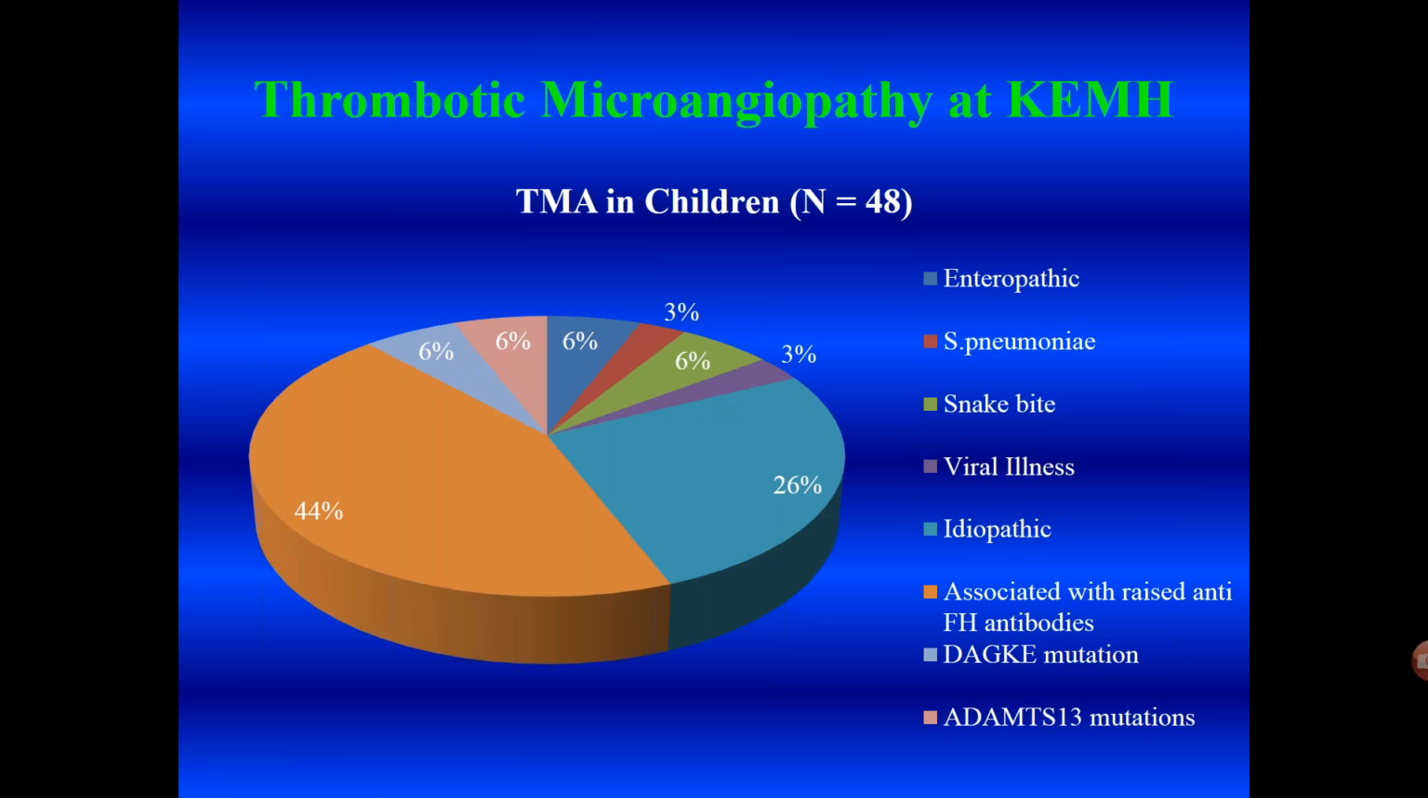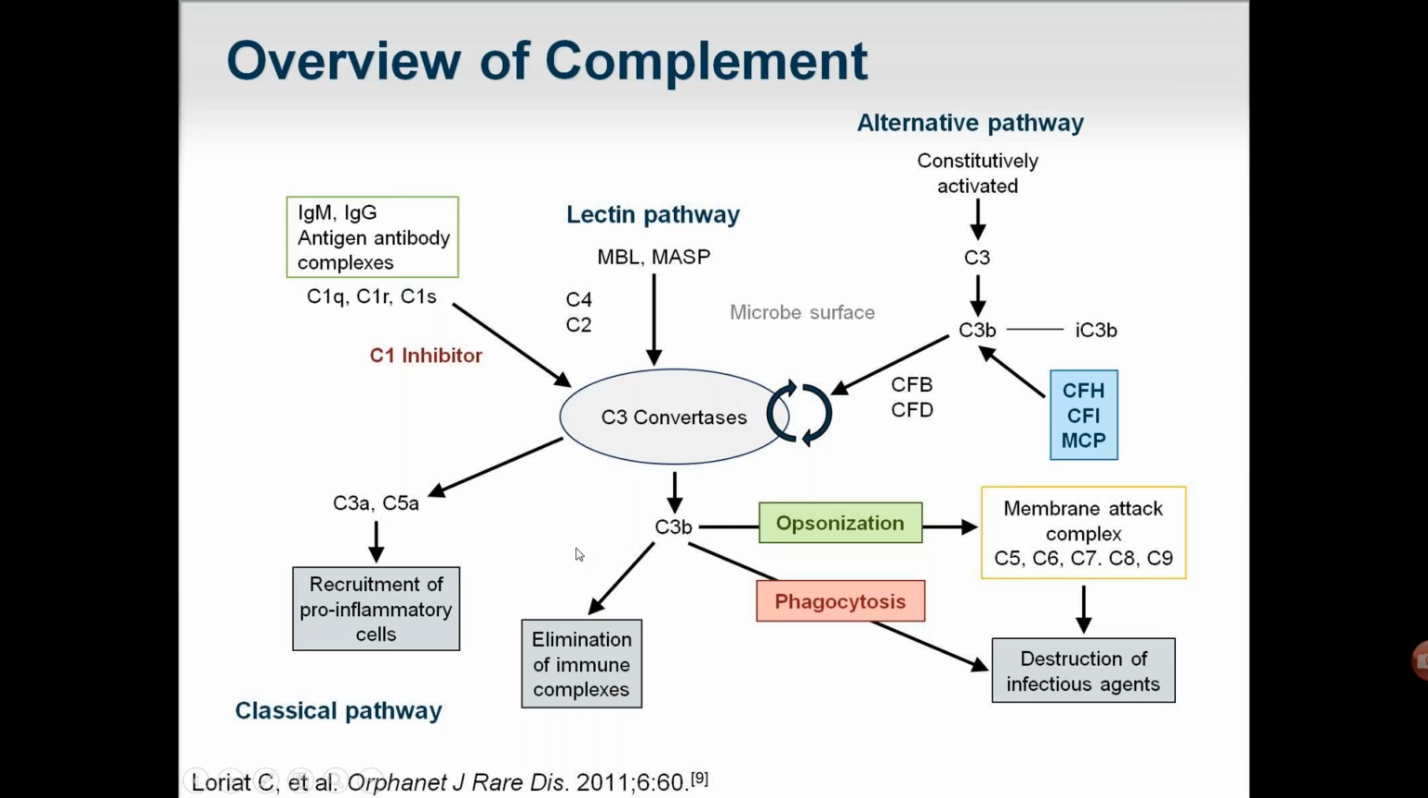In children, we've had 48 patients, and this graph is really changing as I go along. A large group, which I would have called idiopathic a few years ago, we now know is caused by anti-factor H antibodies. And in India, this appears to be the commonest form of atypical hemolytic uremic syndrome. And as we test for it, this number is growing. So it's almost half over here now. And we do have some small numbers of DGKE and ADAMTS13 mutations in some of our patients.